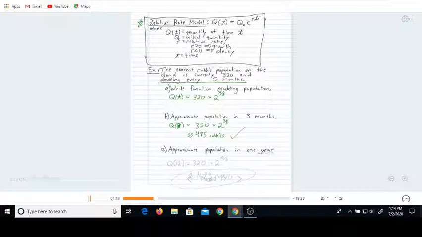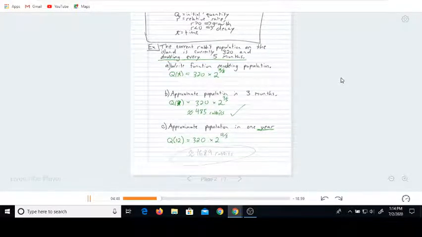Now, in part C, we need to be very careful that we're paying attention to our units. Approximate the population in 1 year. Notice our doubling time is in months, so our time variable is also in months. So we don't want to input 1. If we input 1 into the function, we're going to get the population after 1 month. We want to know it after 1 year, which is 12 months, so what we have to punch in is 12. So it's 320 times 2 raised to the 12/5. Alright, so it's going to be somewhere above 1200. And we get 1688, rounding to the nearest rabbit, 1689.